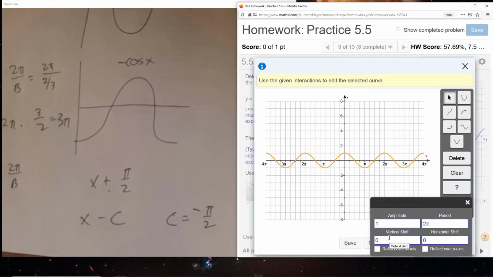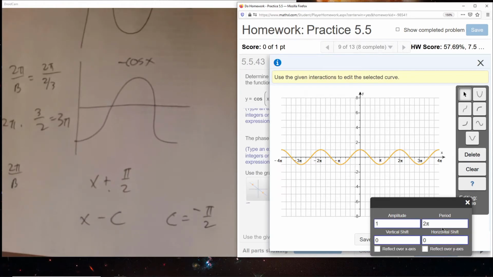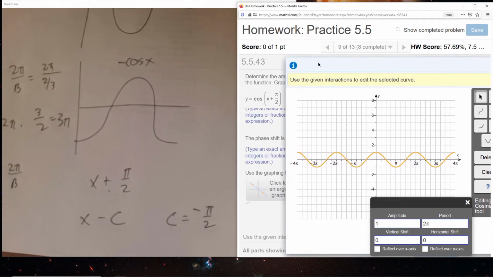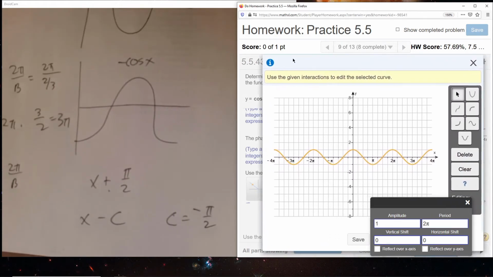There's no vertical shift yet. The phase shift is the horizontal shift. So a little unfortunate, they're switching names here, but they do mean the same thing in this case. Phase shift is horizontal shift. And so we have a phase shift of minus pi over 2.